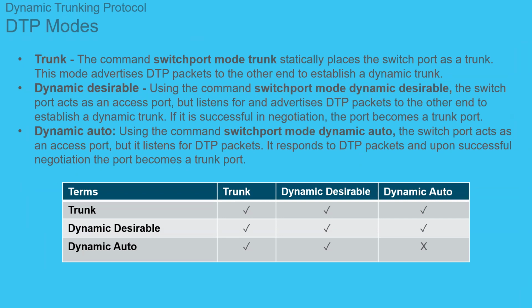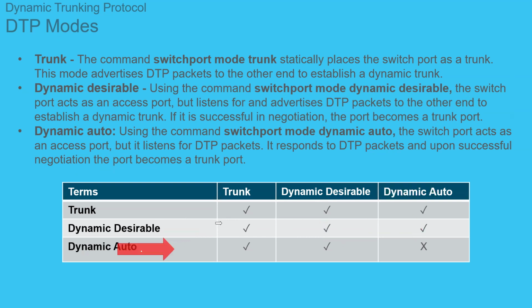So one side is trunk, other side is trunk. That will be the trunk. Then it may be dynamic desirable. So here you can see this list. No need to go one by one. Here you can see one side trunk, other side dynamic desirable, it will become trunk. One side dynamic desirable, other side trunk, it will become trunk. One side dynamic desirable, other side dynamic desirable, it will become trunk. One side DD, other side dynamic auto, it will become trunk.